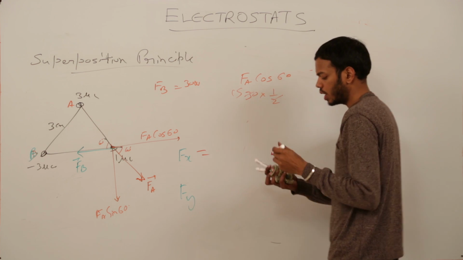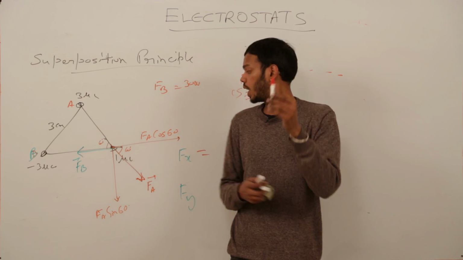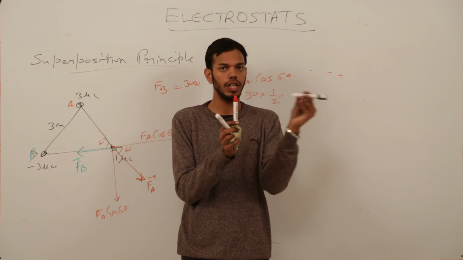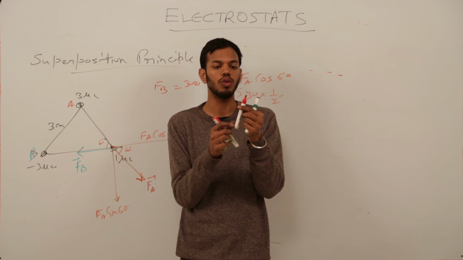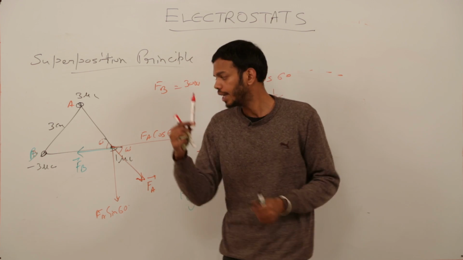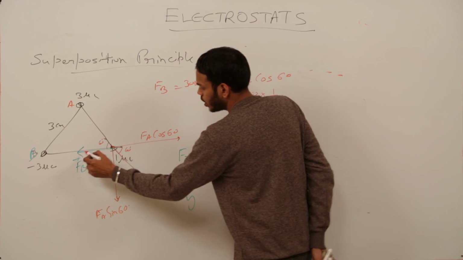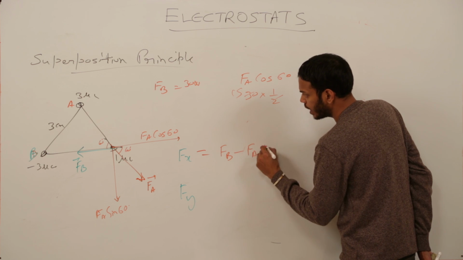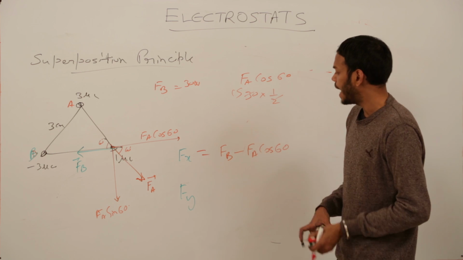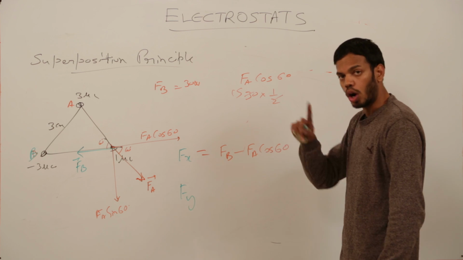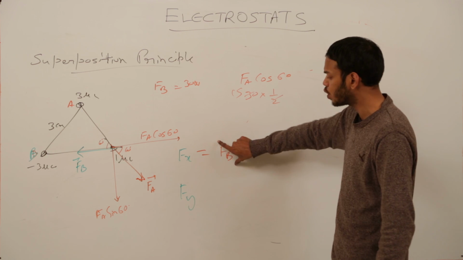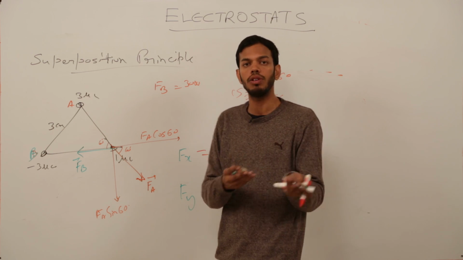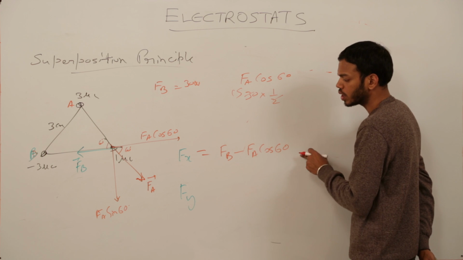So the net force: there are two forces acting on, suppose, this charge on the left side. This force is 15 newtons, and on this side this force is 30 newtons. Where is this charge supposed to move? Along the 30 newtons, along the greater force. So the net force along the x-axis would be Fv minus Fa cos 60. I have taken Fv minus Fa cos 60, not Fa cos 60 minus Fv, because Fv was greater. Just subtract the smaller value from the bigger value.